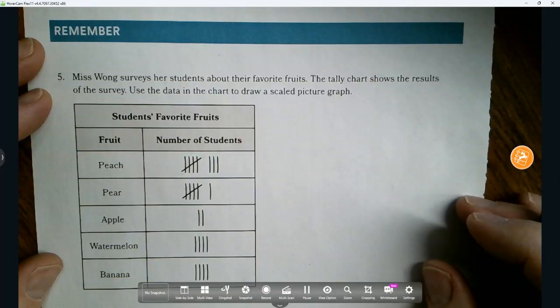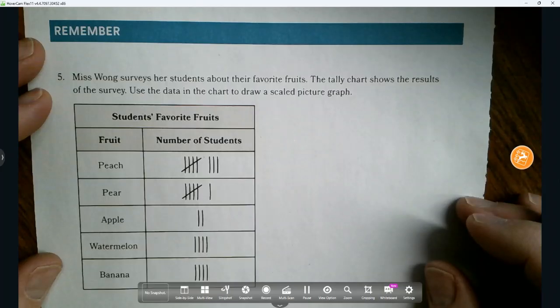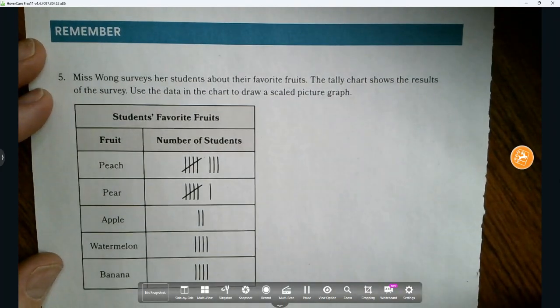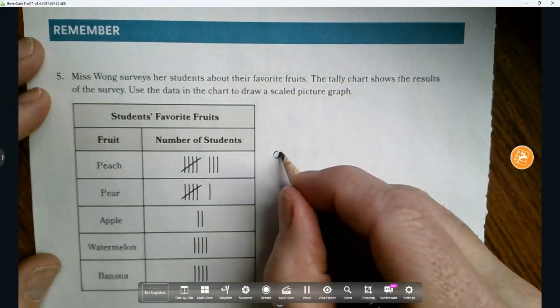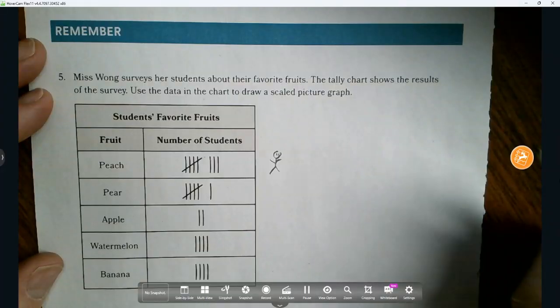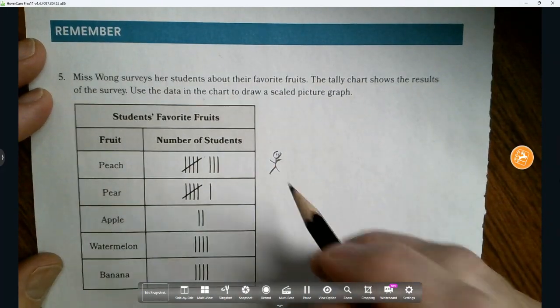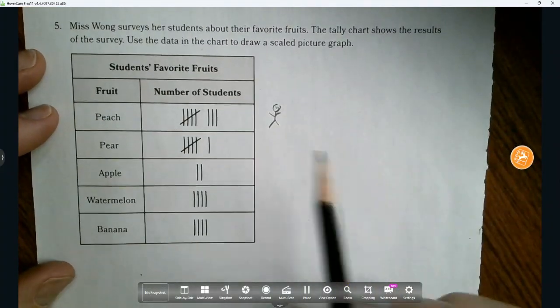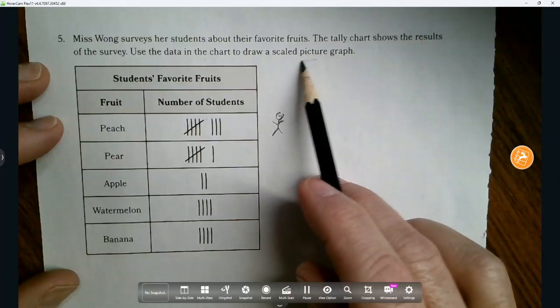Let's look on the back on page 124. It says, Miss Wong surveys her students about their favorite fruits. The tally chart shows the results of the survey. Use this data in the chart to draw a scaled picture graph. So they want a picture graph, which means they just want a bunch of pictures. They want to see pictures. So you can draw little people for pictures. If you want, just make a new one. Make a whole new thing, set it up, and they just want to see pictures.